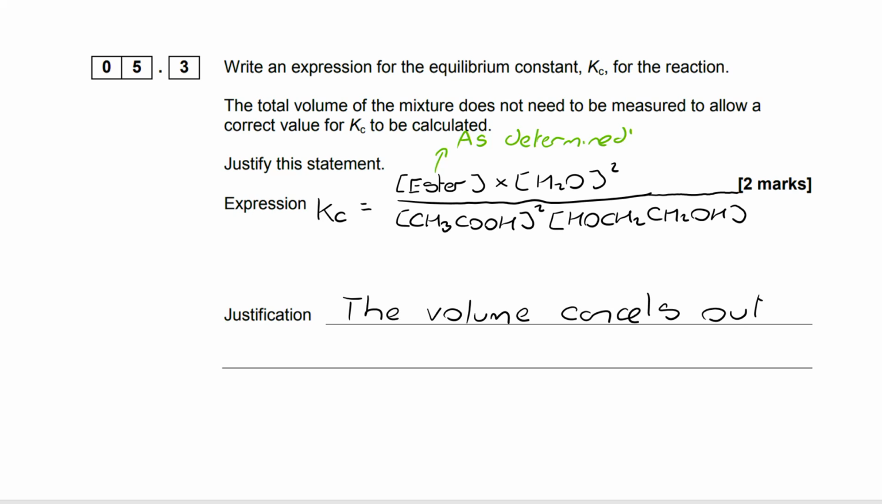Now, we don't need to consider volume here, and that's because the volumes will cancel out. If you consider that the concentrations are actually ester over V, H2O over V squared, we've got 1 over V cubed on the top line. Now, if you do exactly the same on the bottom, we've got 1 over V cubed there as well. So they balance out perfectly.